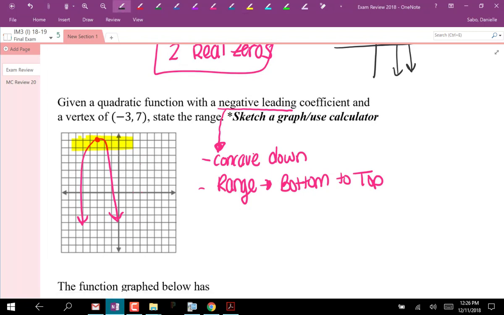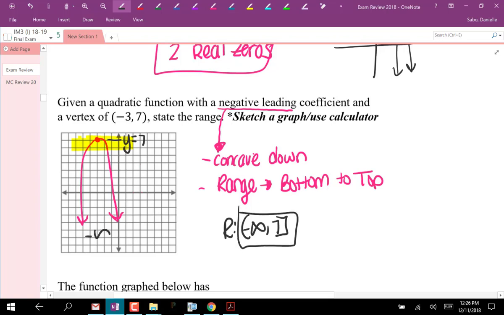Not the 9. 7. Okay? 1, 2, 3, 4, 5, 6, 7. So I'm even going to put maybe a little arrow. Y is equal to 7 here. So the range goes from, I'll put a little r, negative infinity to 7 would be my final answer here. And maybe put in the negative infinity so it helps you. So you got negative infinity because it's forever going down. And then it goes up all the way to 7.